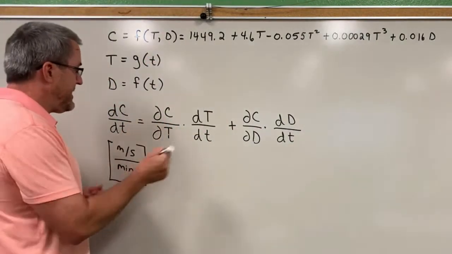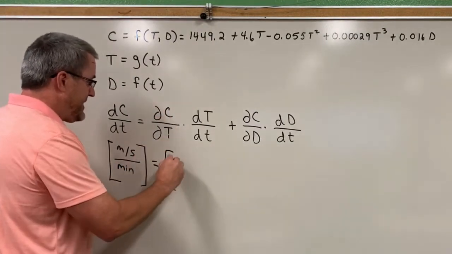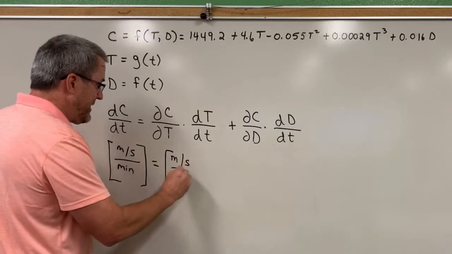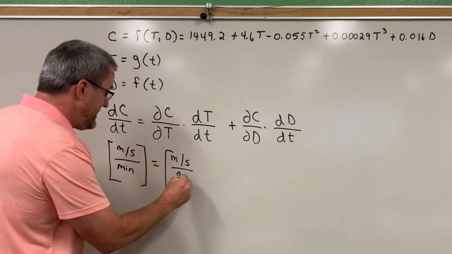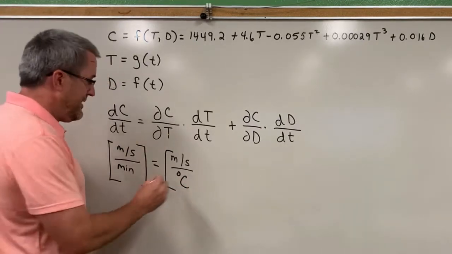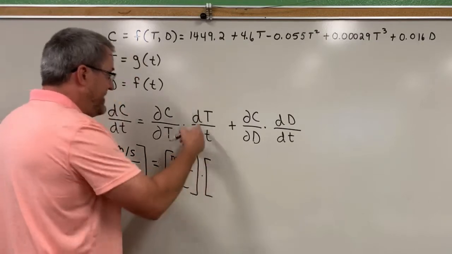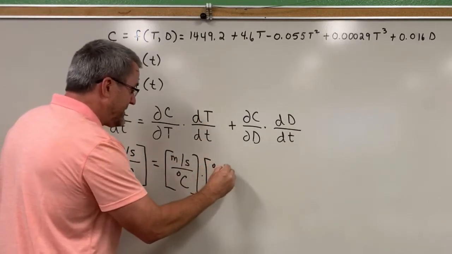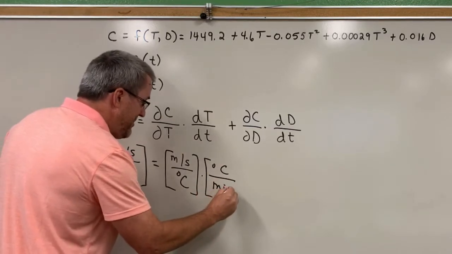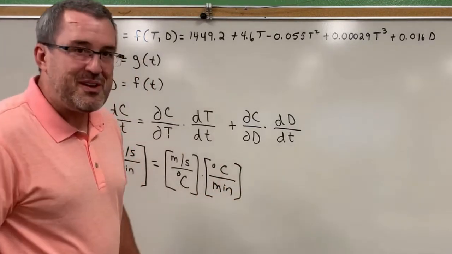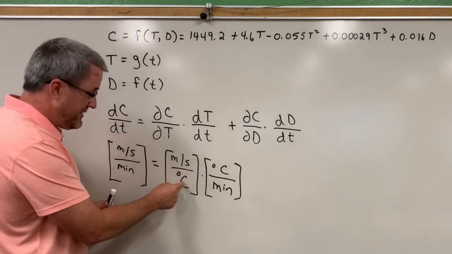Now, dC/dT, again, changes in C. C is the speed of sound in meters per second. Changes in temperature. The temperature was measured in degrees Celsius. That quantity is getting multiplied by dT/dt, changes in temperature in degrees Celsius relative to changes in time in minutes. I hope you can already see it. Meters per second per degree Celsius.